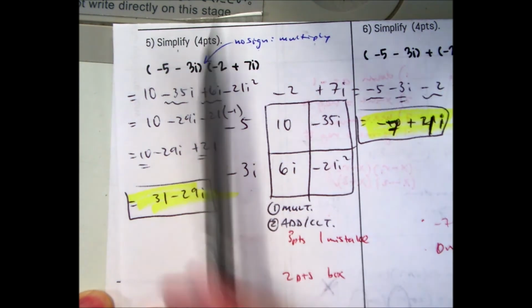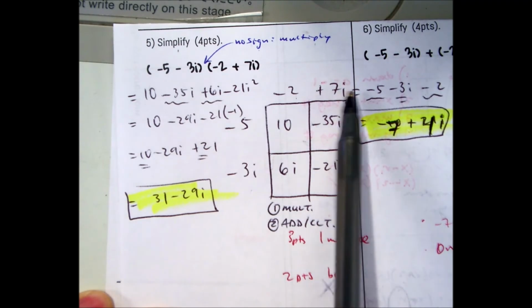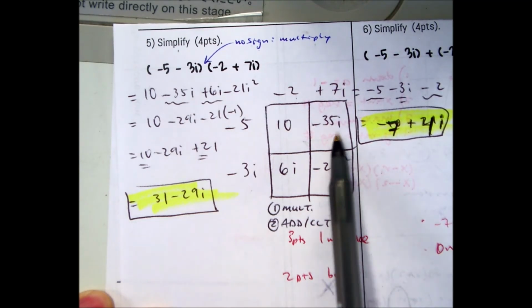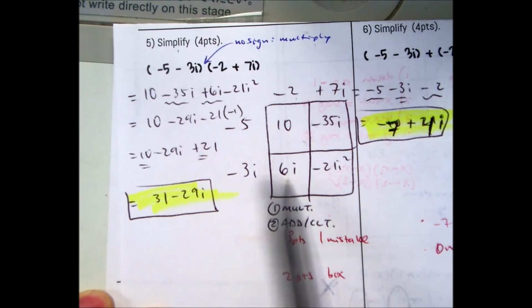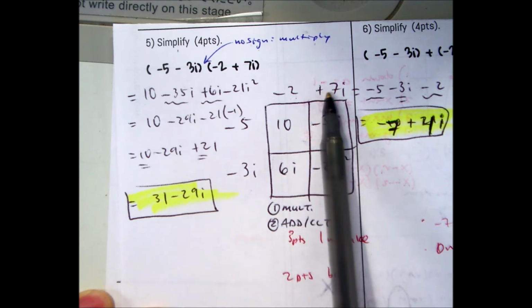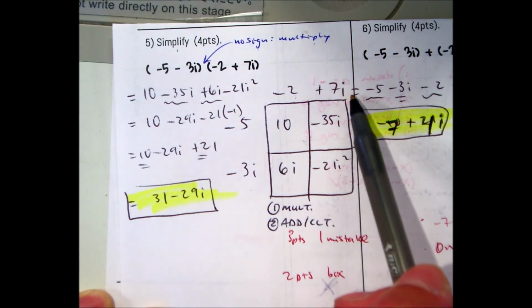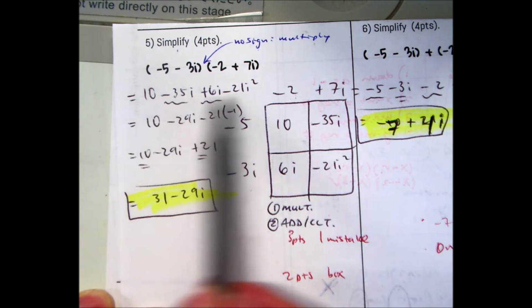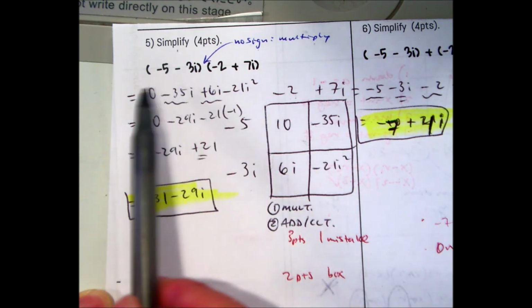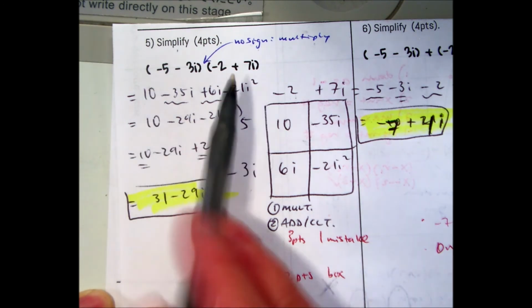Negative 2 times negative 5 is positive 10. Negative 5 times 7i is negative 35i. Negative 2 times negative 3i is a positive 6i. And negative 3i times 7i is negative 21i squared. Treat the i like a variable. Now these four terms I just wrote up here to show you that even if you use a process called FOIL, you'll still get the right answer.